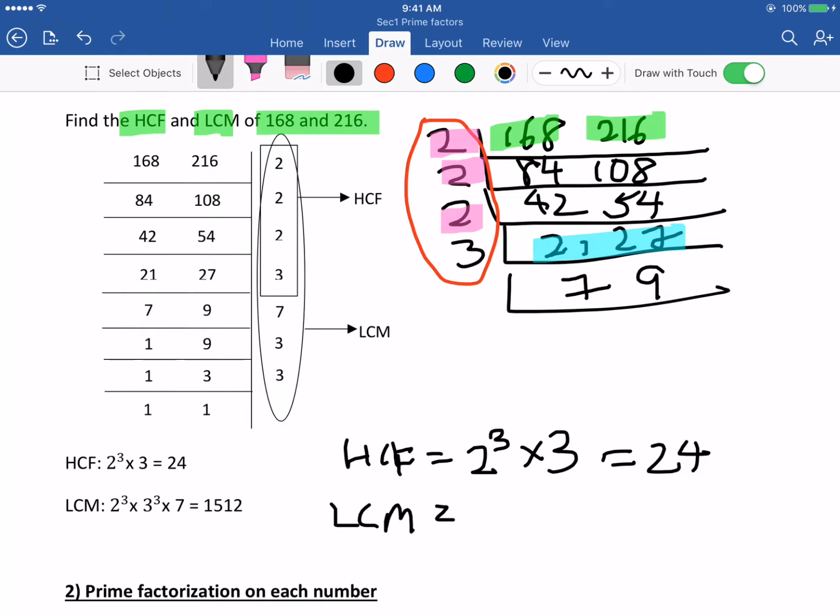So let's go back to the working itself. Now there's no more common factors between 7 and 9. So what we do now is to concentrate on just one single number. Let's concentrate on 7.